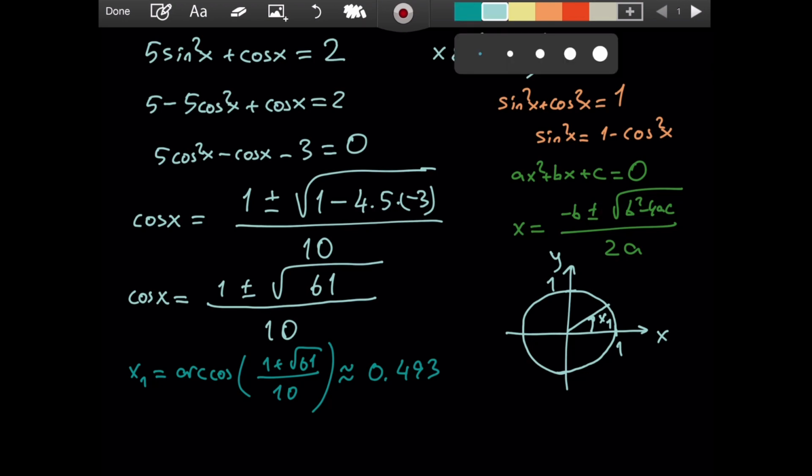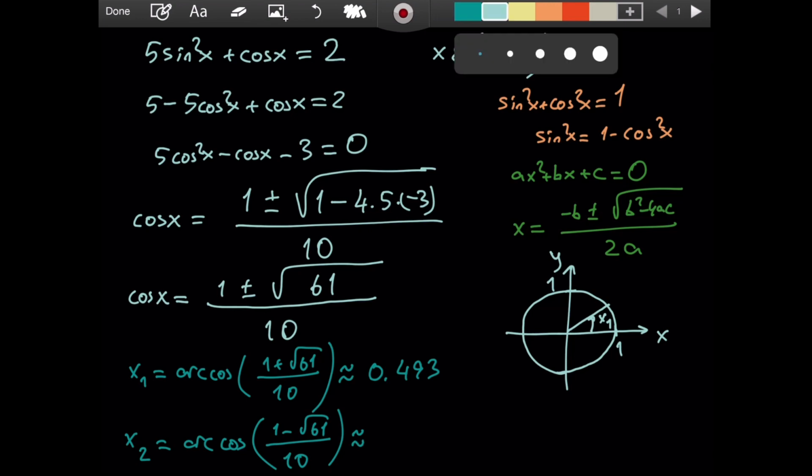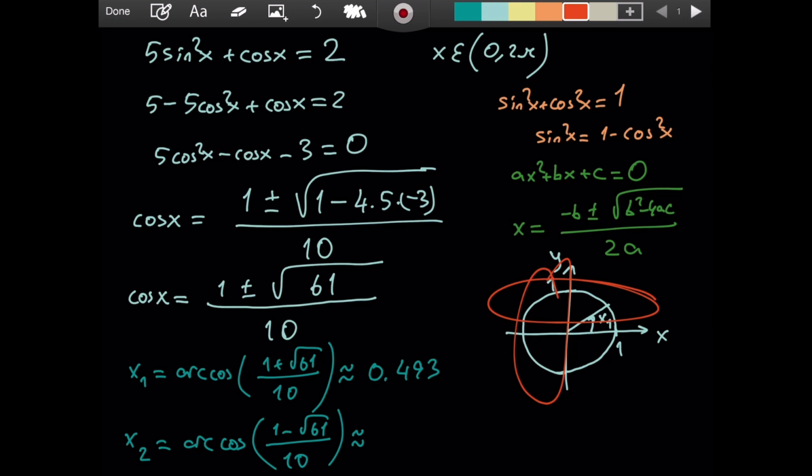And the other solution would be, these are the two obvious solutions, I think. x2 would be, if we consider the negative this time, arc cosine of (1 minus the square root of 61) divided by 10. I will write the approximate result, but let's first argue for it. If we look at the numerator, we know that it is going to be negative. So it should be somewhere here. And since we already discussed that the domain of the arc cosine is here, we know that we are going to get a result that is in the second quadrant.